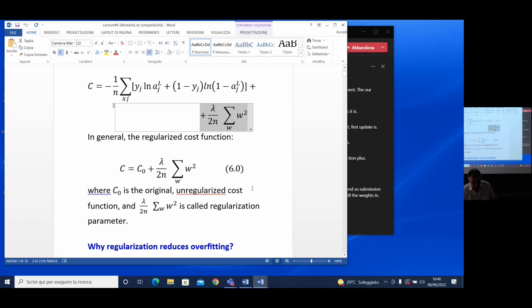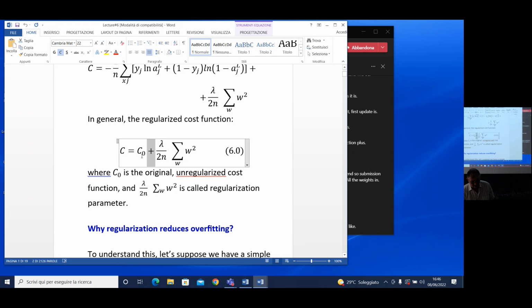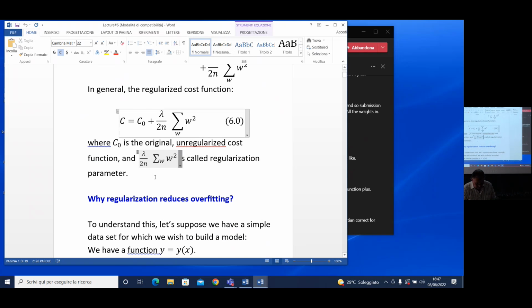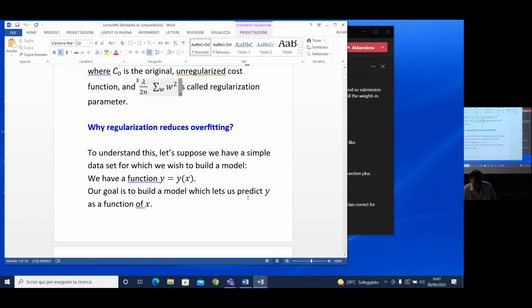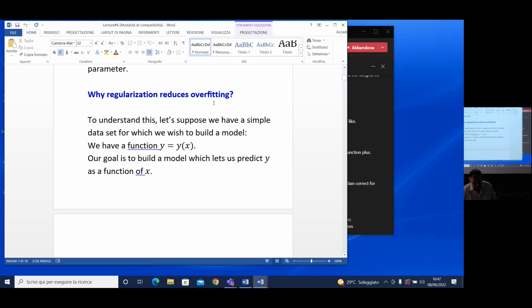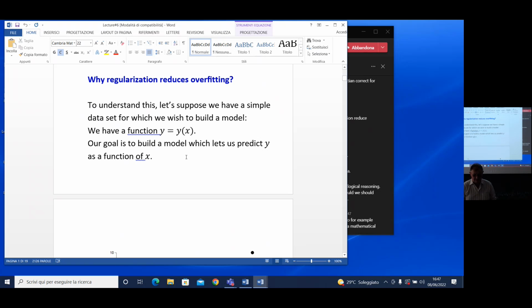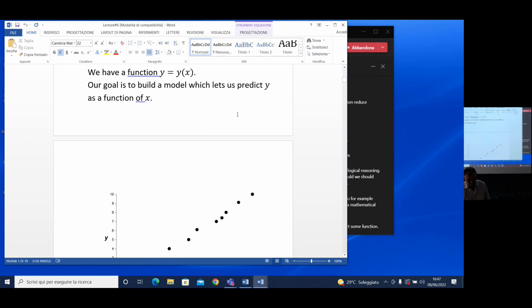In general, we can rewrite it as any traditional cost function plus the regularization correction. So why does regularization reduce overfitting, first of all? Let us now make some analogical reasoning, and then we shall transfer it to the neural net. So, for example, let us now build a mathematical model, to construct some function.